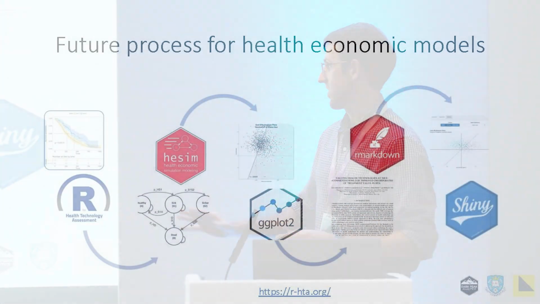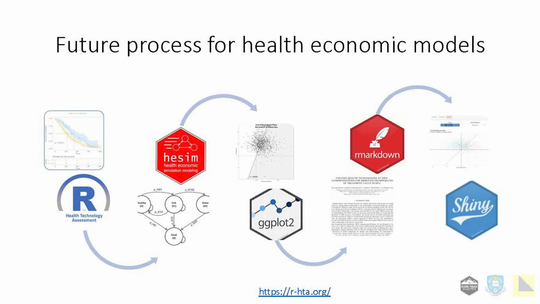So what we're trying to push the industry towards as a group, our HTA group, is this process where we have the original survival modeling being done in R, pretty much as it is, and then the results from that being fed in automatically into a health economic model that's built in R. HESIM is one example of that, but you could write any of these models yourself in base R if you wanted.